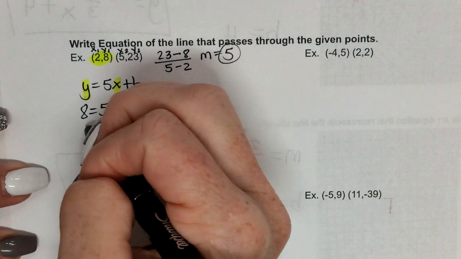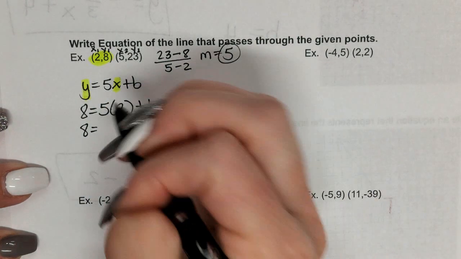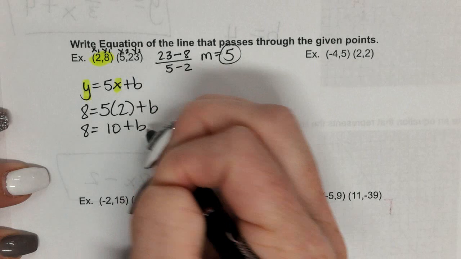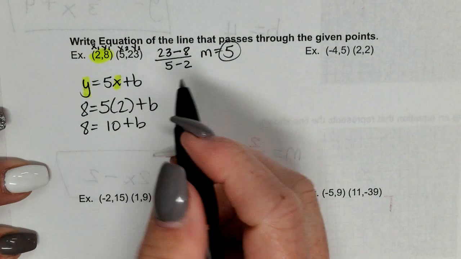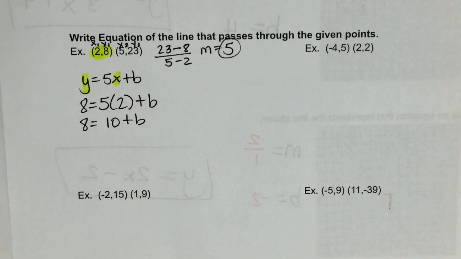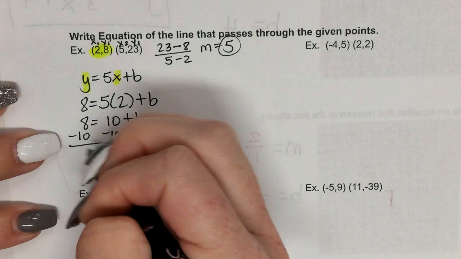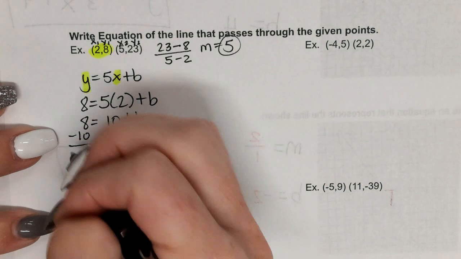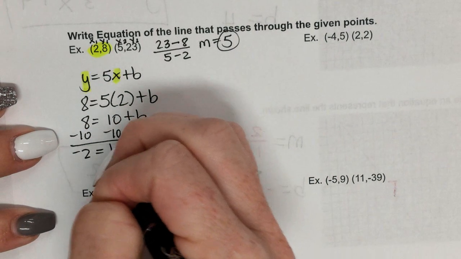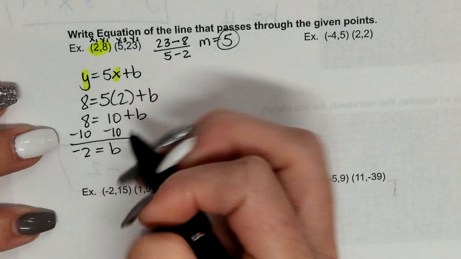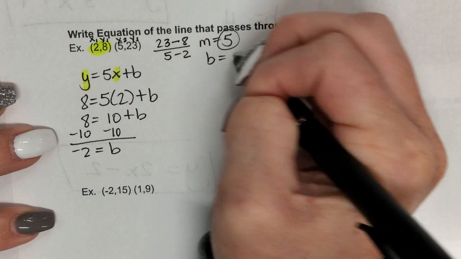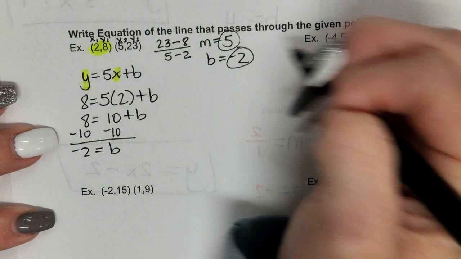Okay, here we go. 8 equals 5 times 2 plus b. Now, how would I get b by itself? I'm going to subtract 10. So 8 minus 10 is negative 2 equals b. And that is now my b. b equals negative 2.